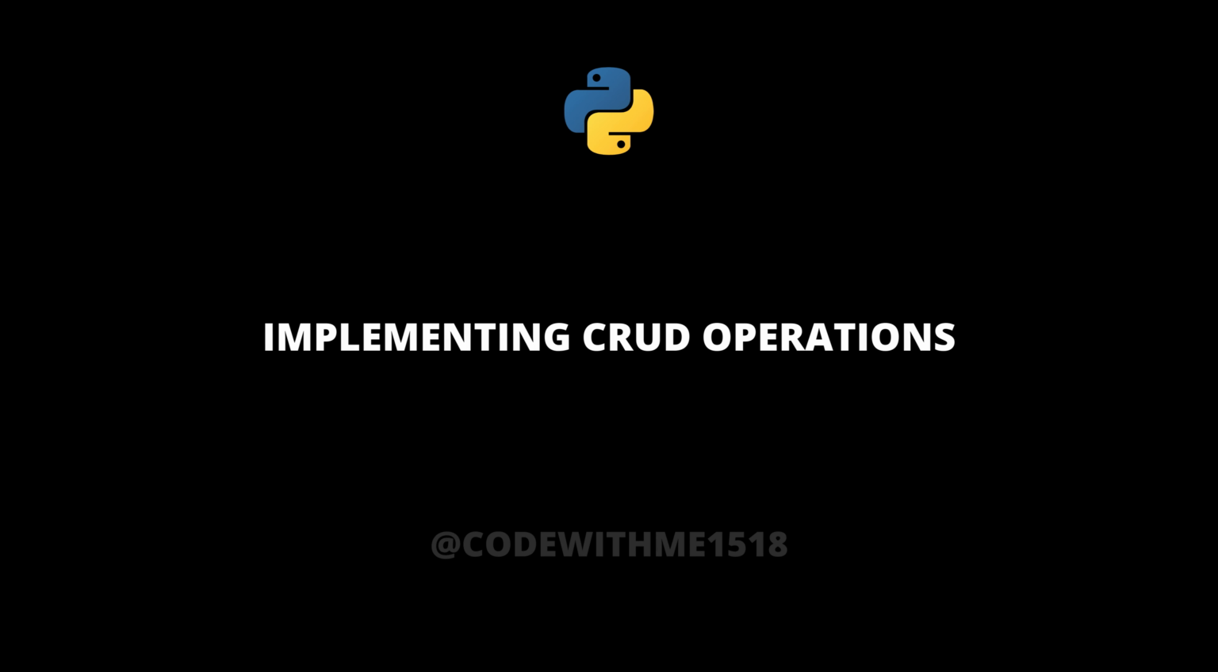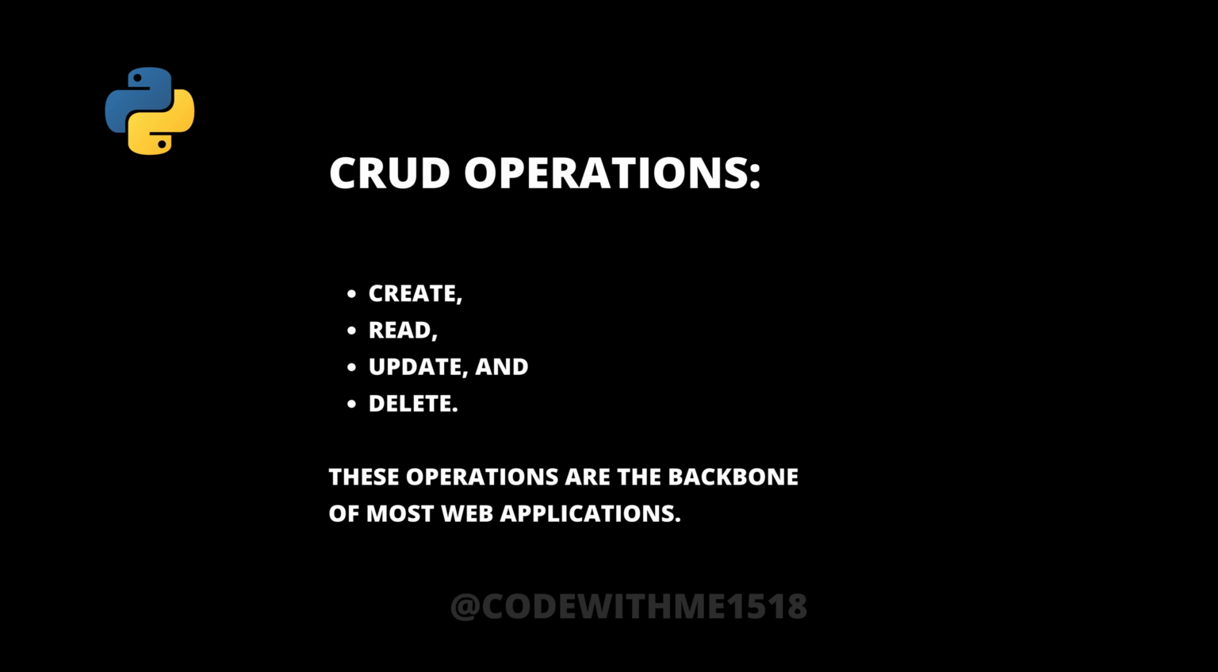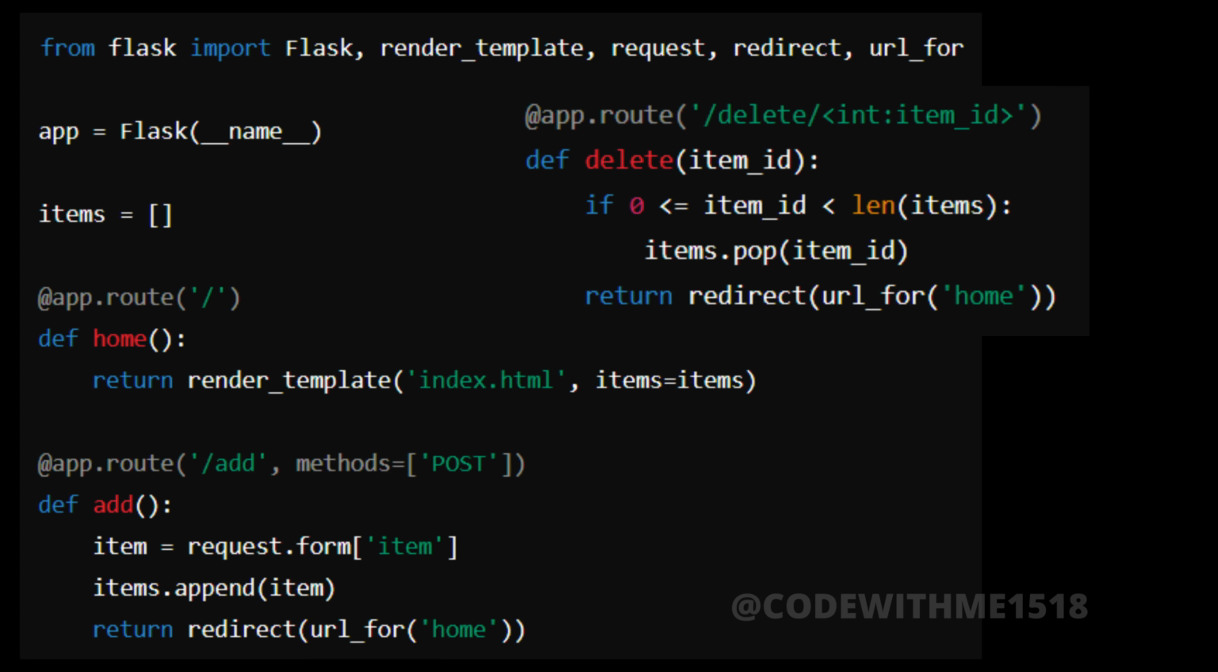Finally, let's implement CRUD operations: create, read, update, and delete. These operations are the backbone of most web applications. We'll use a simple list to store our data for this example. Here's how to implement basic CRUD operations.